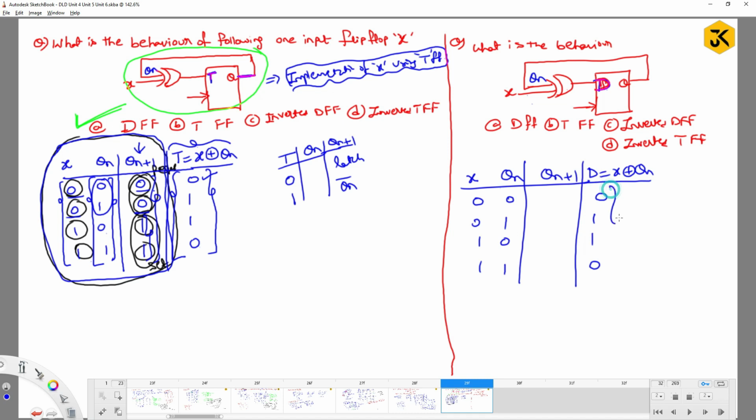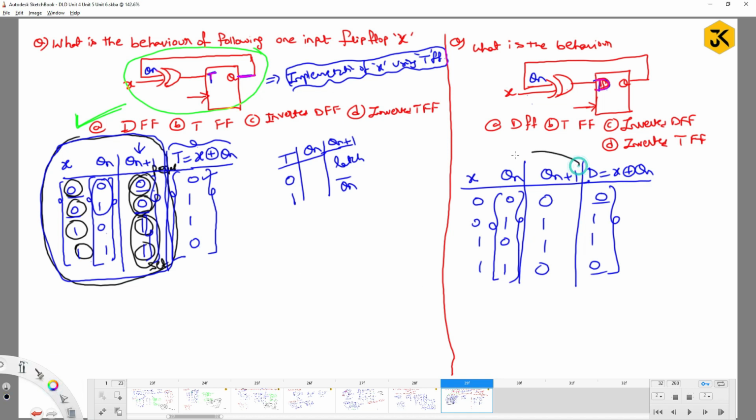Now, it is a D flip-flop. Qn is the present state. What might be the next state? In a D flip-flop, if 0 is given, the same 0 is produced at the output. If 1 is given, the same 1 is produced at the output. So it doesn't depend on the present state. This is the corresponding characteristic table.